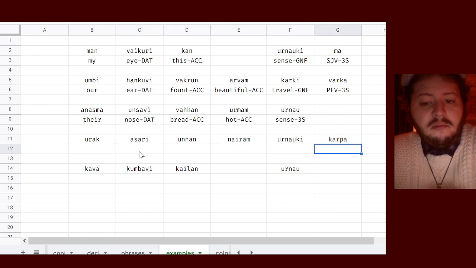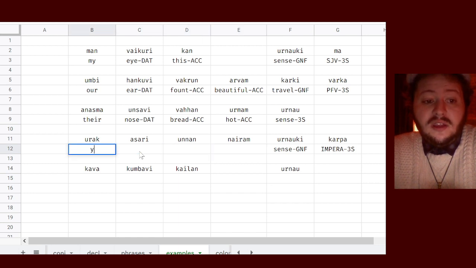And this is a command because we have karpova here. Karpova is to have this. This is imperative. And it's in the third person again because there's not actually a subject here. Uranauki is to sense and it's the general infinite. And then we've got urak is your and it's plural. So like yalzes.